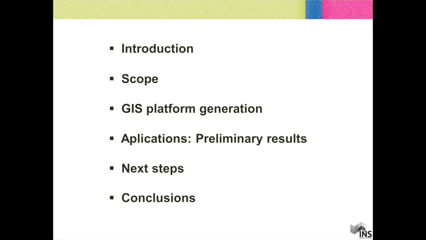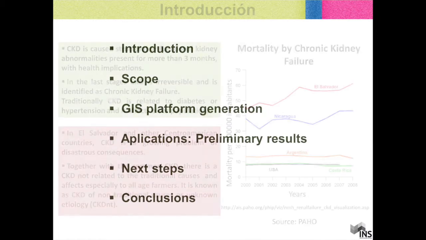First, I will give you a short introduction about chronic kidney disease in Central America. Then, I will tell you the purpose of this work, and I will speak about the several steps forward to generate the NEFROSALVA GIS platform. Also, I will show you some preliminary results. And finally, I will present the following steps that will be developed to improve this platform, and I will tell you the final conclusions of the present study.